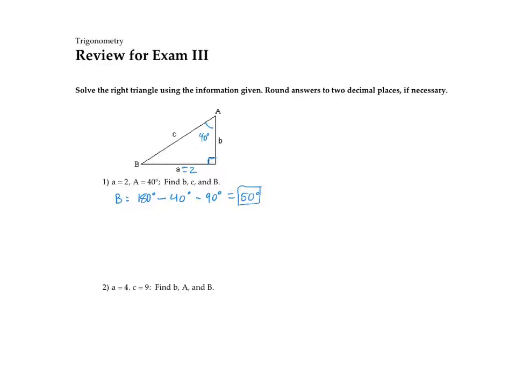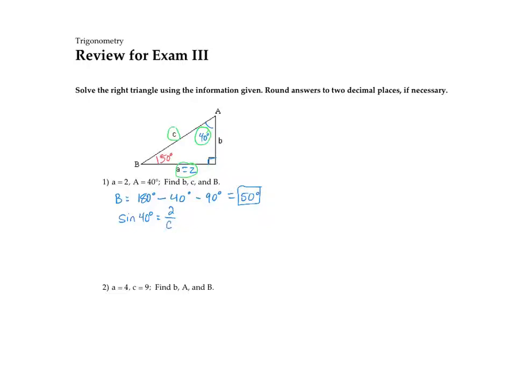Now that we know that this is 50 degrees, we can use either 40 or 50 degrees to find the remaining two sides using known trig functions. So I'm going to take advantage of the fact that I know this, but I don't know this, and the relationship of those three sides is sine, because the a equals 2 is opposite the 40 degrees. So sine of 40 degrees is 2 over c.